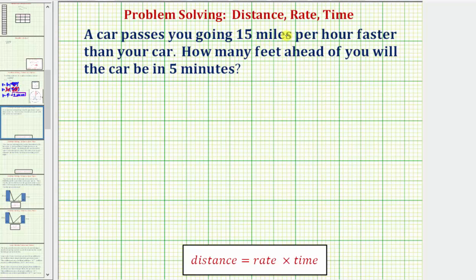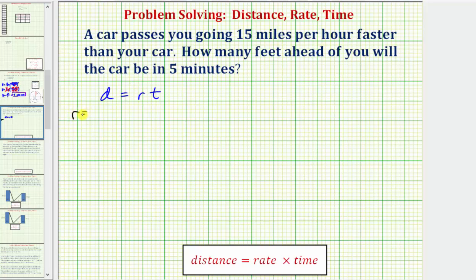A car passes you going 15 miles per hour faster than your car. How many feet ahead of you will the car be in 5 minutes? To answer this question, we'll be using the formula distance equals rate times time, or if we want, d equals rt. So notice how the rate r would be 15 miles per hour.